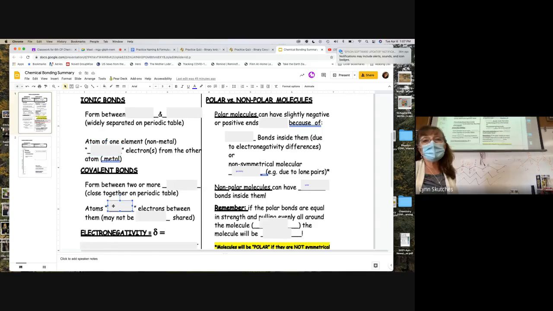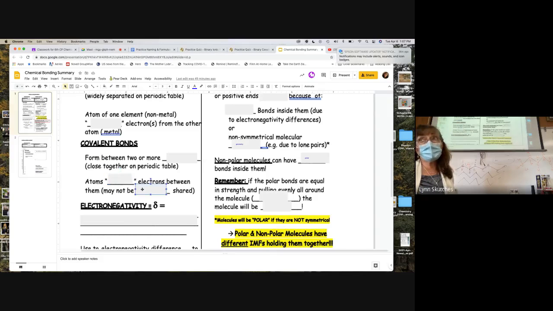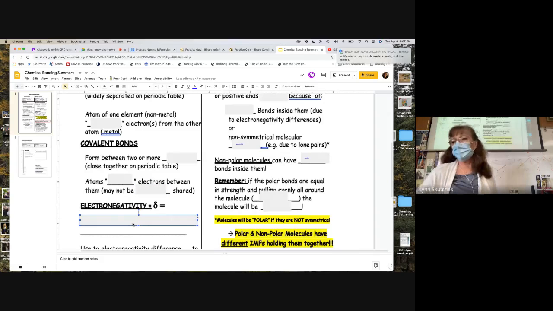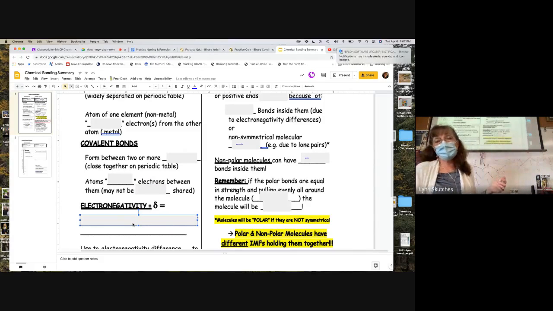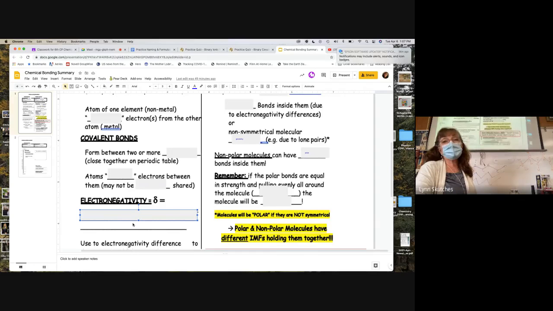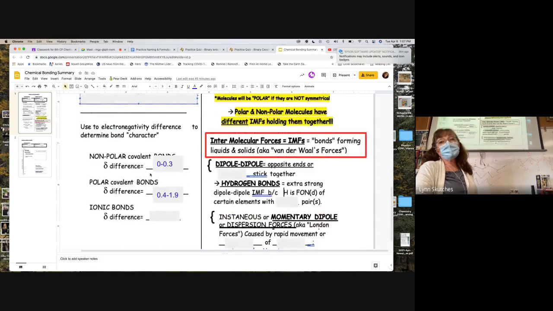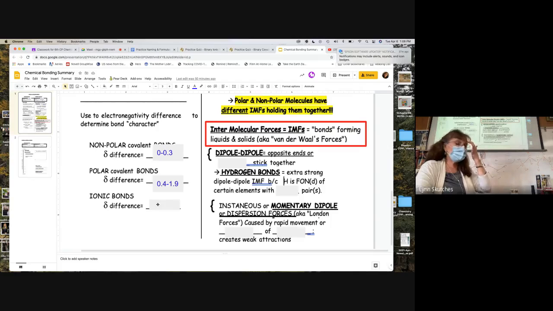They share electrons, but they might not equally share. That's the polarity thing because of electronegativity. And electronegativity is how the atom pulls on the bonding pair of electrons. And remember, nonpolar have a difference of 0 to 0.3. Polar has a difference of 0.4 to 1.9. Ionic bonds are a difference of 2 in electronegativity or greater. So greater than or equal to 2.